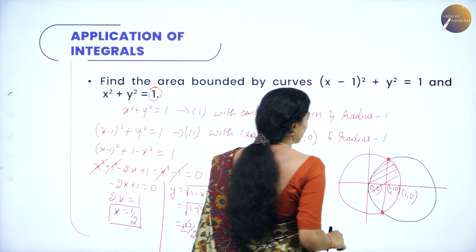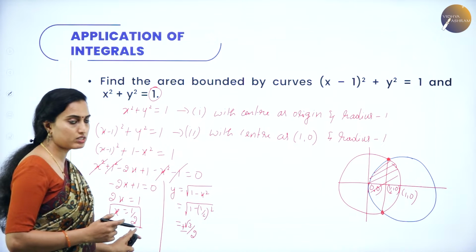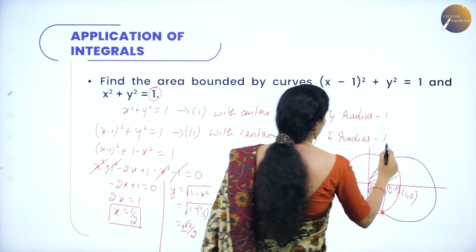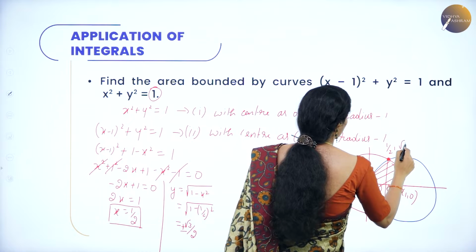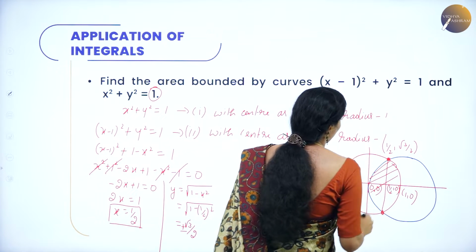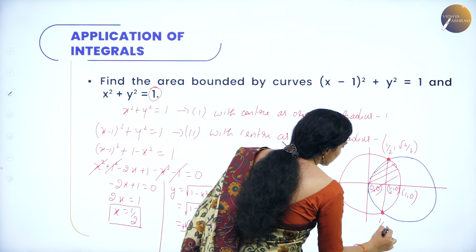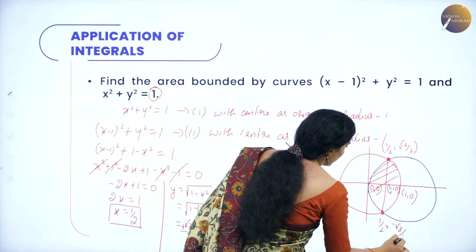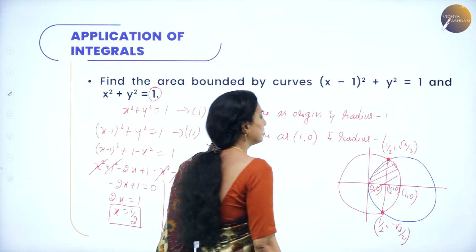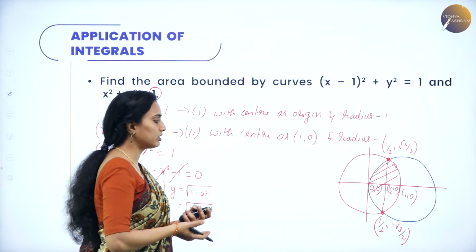Because half of that circle. So point of intersection when x is equal to half, y is root 3 by 2. When x is equal to half comma root 3 by 2, this is the point, and this is half and then minus root 3 divided by 2. Correct? Negative. So that's it. Point of intersection you can find out.